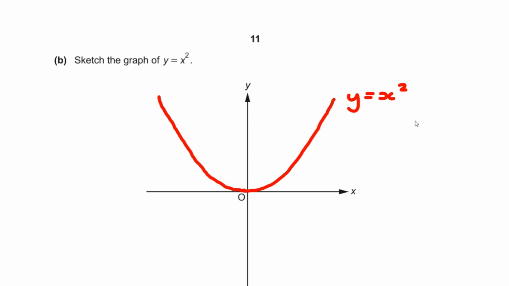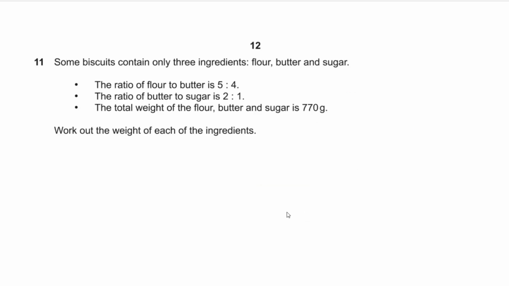Here is the graph of y equals x squared. Question number 11. Some biscuits contain only 3 ingredients: flour, butter and sugar. The ratio of flour to butter is 5:4. The ratio of butter to sugar is 2:1. The total weight of the flour, butter and sugar is 770 grams. We have to work out the weight of each of the ingredients.